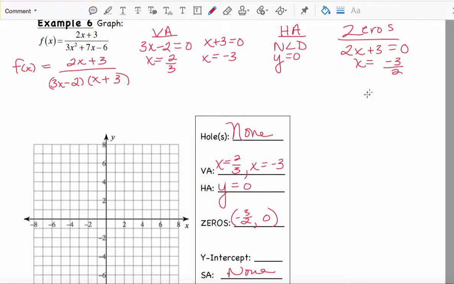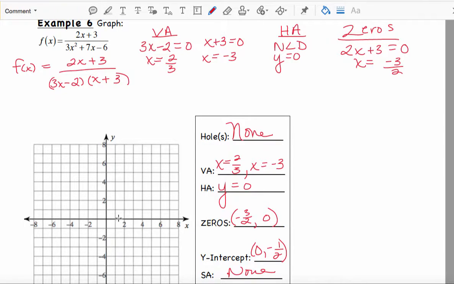And then the y-intercept is where x is equal to 0. So I'm going to look back at my original function and plug a 0 in for my x's. It wipes out a whole bunch of terms, leaving me with 3 over -6, which is going to be -1/2. So when x is equal to 0, y is -1/2. And now we're ready to graph.